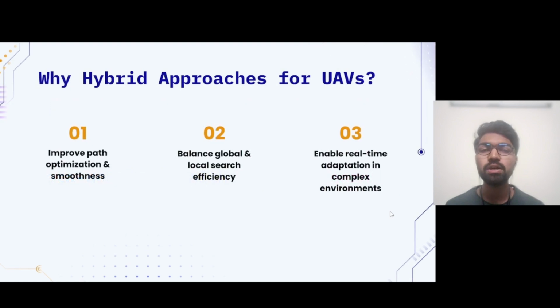Hybrid approaches provide a robust, adaptive, and efficient way to solve UAV path planning by integrating the strengths of different algorithms, whether combining search, optimization, ML, or RL. These approaches enable UAVs to navigate complex, dynamic environments while satisfying real-world constraints.